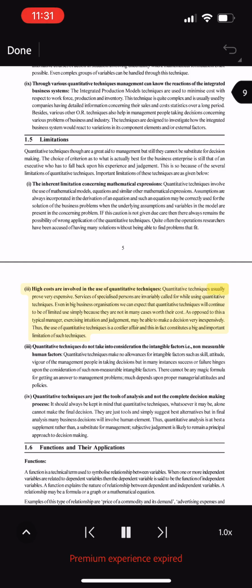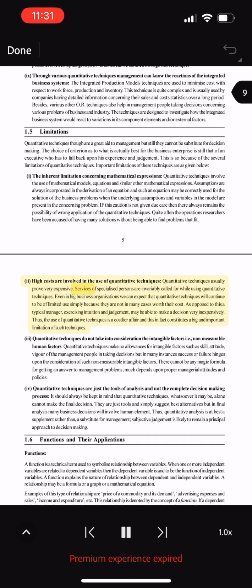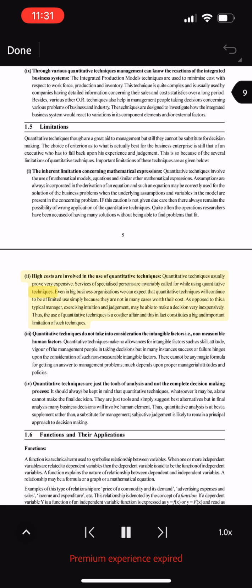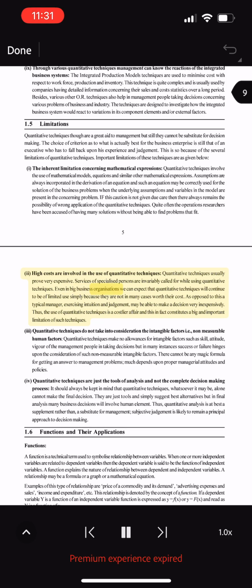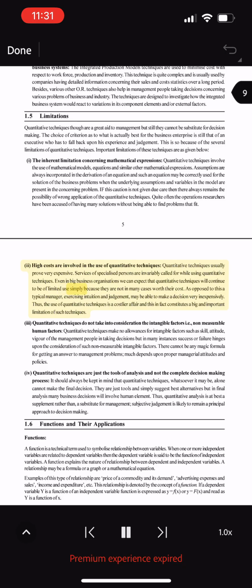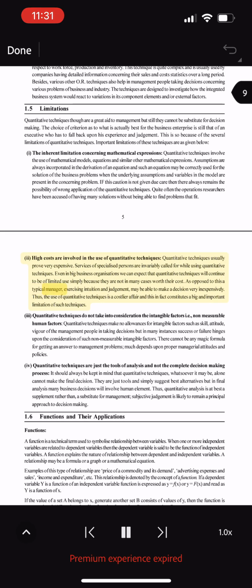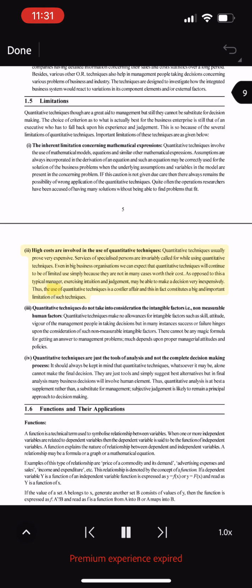2. High costs are involved in the use of quantitative techniques. Quantitative techniques usually prove very expensive. Services of specialized persons are invariably called for while using quantitative techniques. Even in big business organizations, we can expect that quantitative techniques will continue to be of limited use simply because they are not in many cases worth their cost. As opposed to this, a typical manager, exercising intuition and judgment, may be able to make a decision very inexpensively. Thus, the use of quantitative techniques is a costlier affair, and this in fact constitutes a big and important limitation of such techniques.